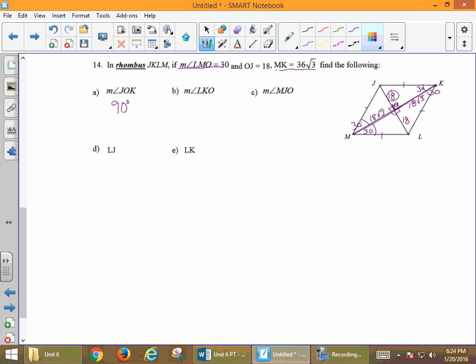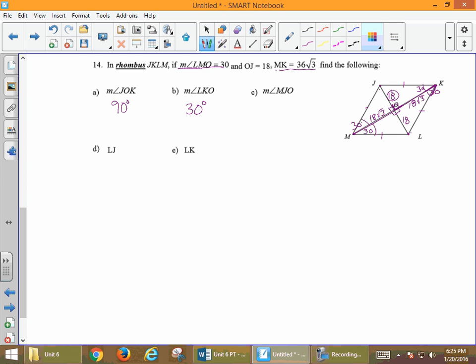The measure of angle LKO up here in the top right, well, we found all 4 of those angles, top right and bottom left. The pair in the top right, the pair in the bottom left, they are all 30 degrees.